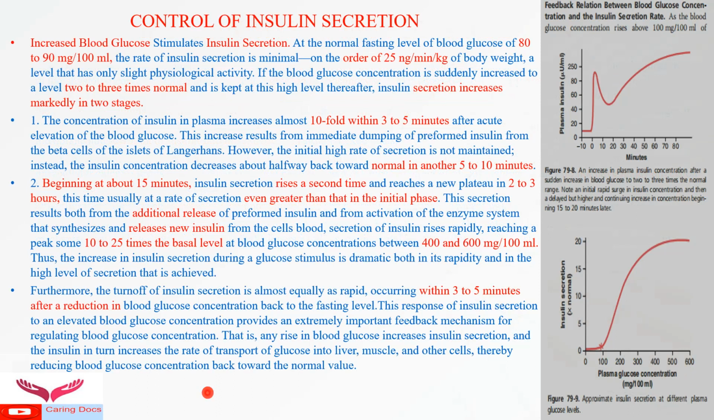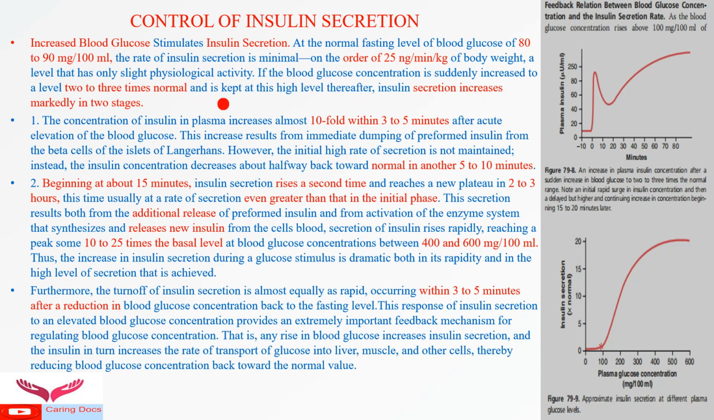So if we see how the insulin secretion is controlled by the blood glucose, whenever there is increased blood glucose, it stimulates the insulin secretion. At normal fasting level of blood glucose, like 80 to 90 milligram per deciliter, the rate of insulin secretion is only about 25 nanogram per minute per kg of the body weight. This has only slight physiological activity. If the blood glucose concentration is suddenly increased to a level of 2 to 3 times normal and is kept at this higher level, then the insulin secretion increases markedly in two stages.